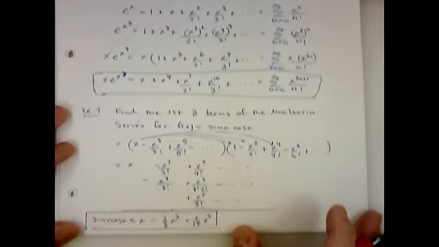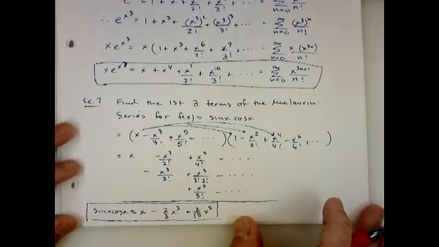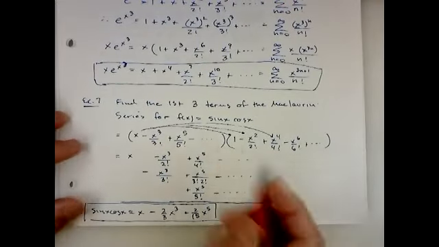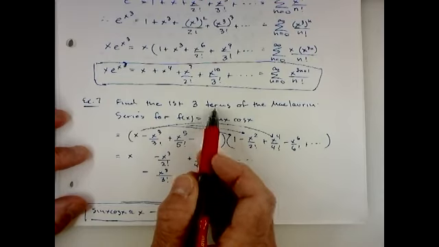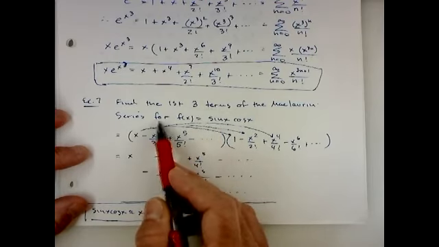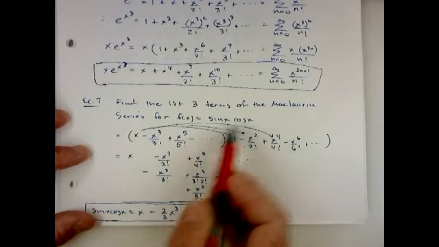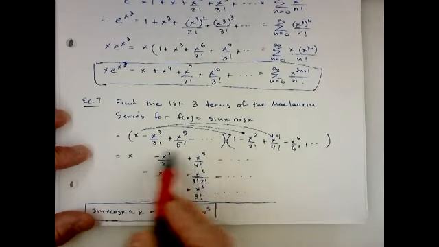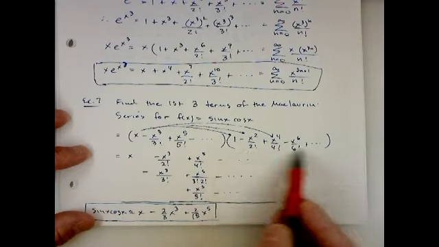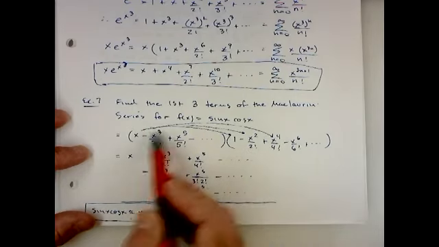Another way you can find power series for functions is by multiplying them. Here I want to find the first three terms of the power series, the Maclaurin series, for sine of x times cosine of x. Here's your series for sine of x. Here's your series for cosine of x. And I'm going to multiply them.